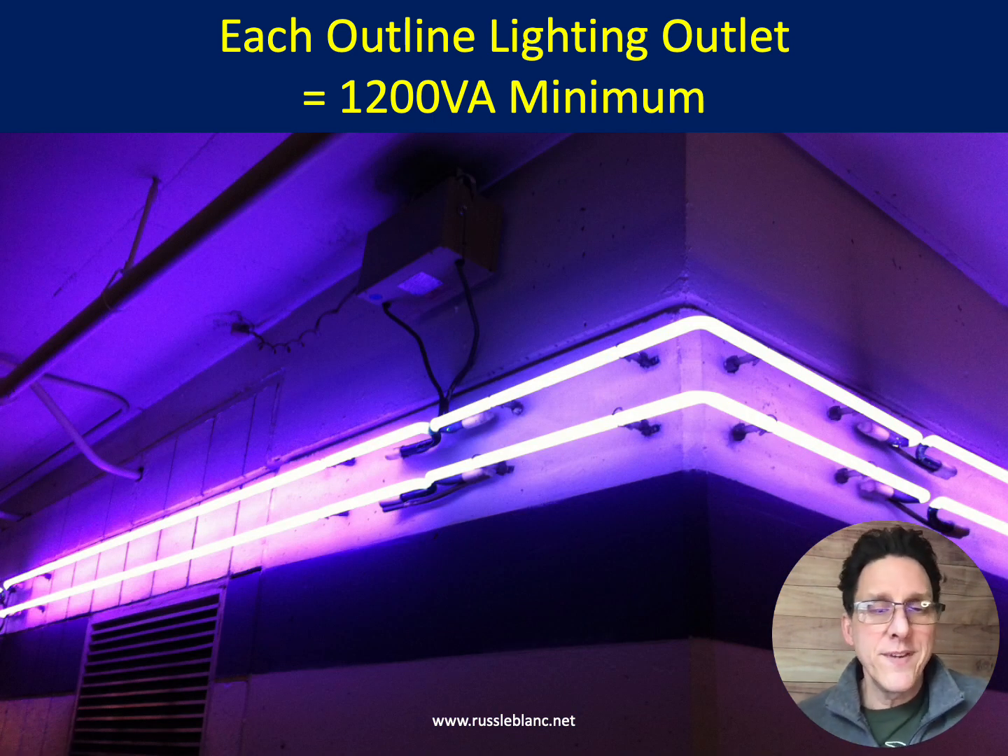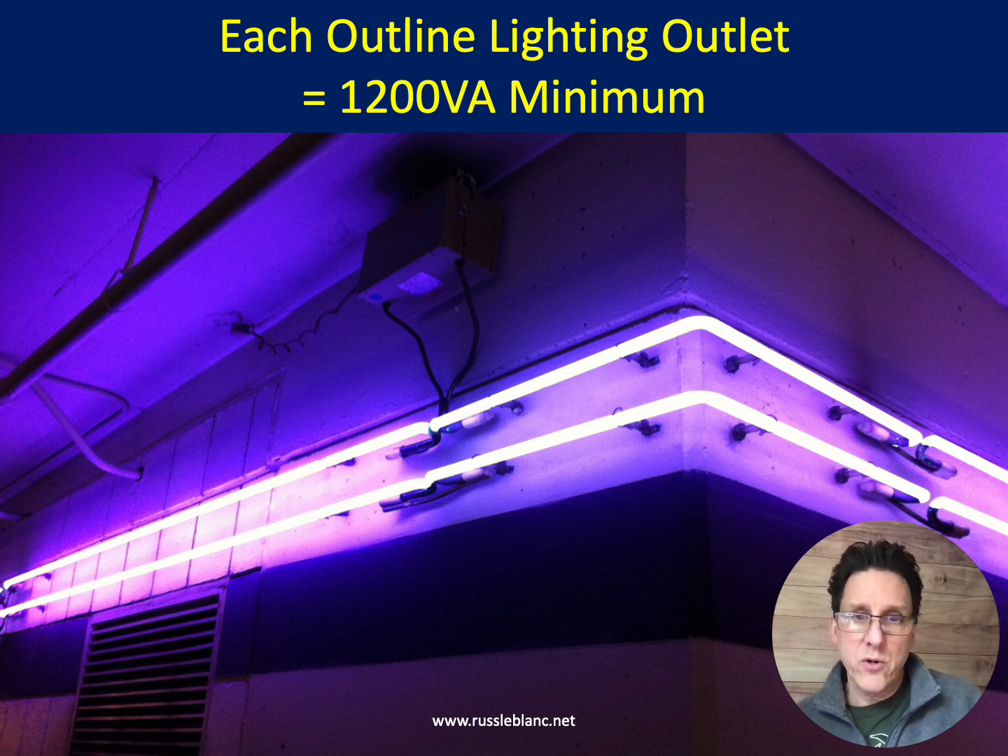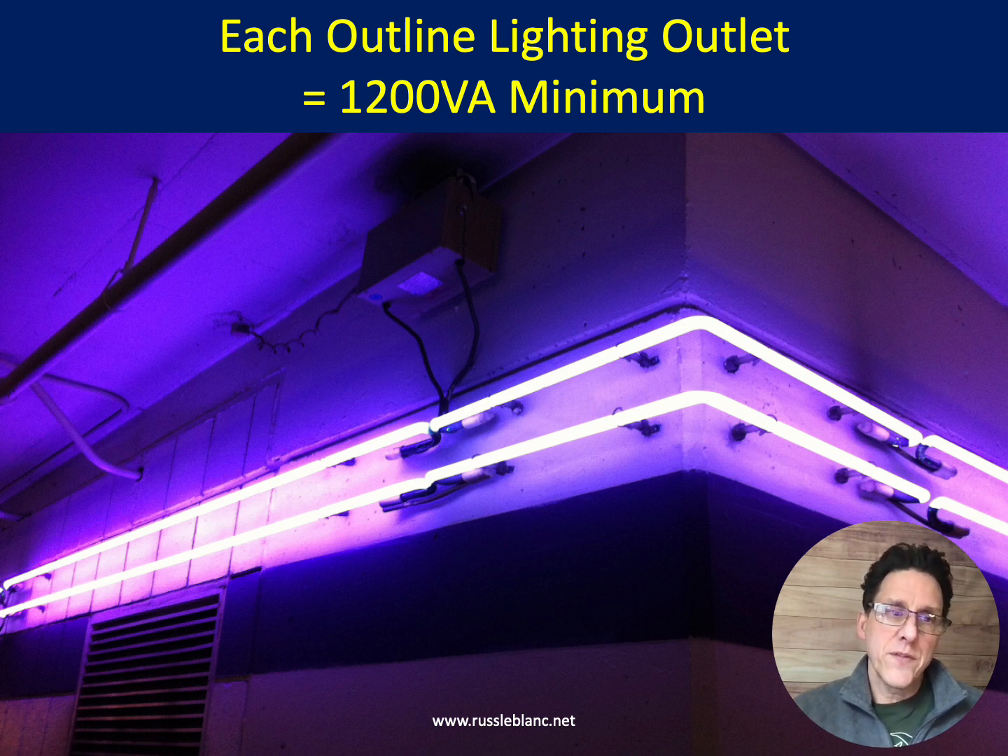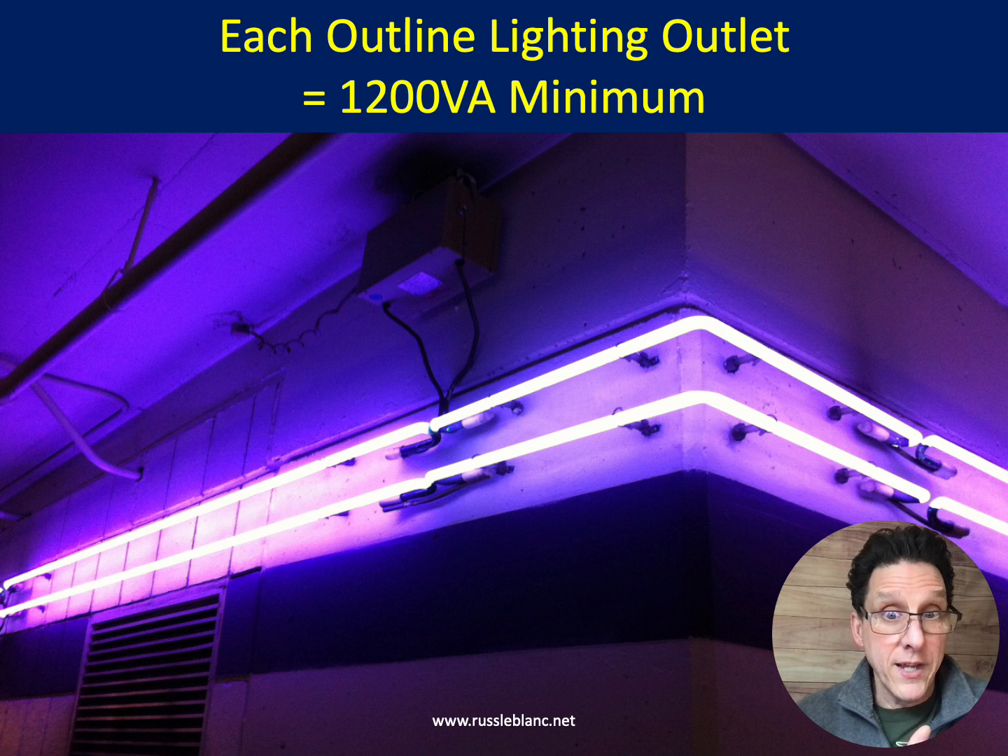Here's another example. This is neon outline lighting. And you can see this one has the transformer supplying power to the neon tubes, and then the transformer is plugged into a receptacle on the ceiling there. Really good example of outline lighting, right? It's just outlining the wall space. Not really a sign, but it's outline lighting. So every one of those needs 1200 volt amps.